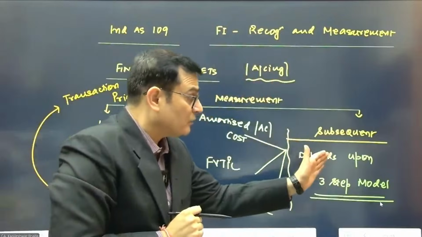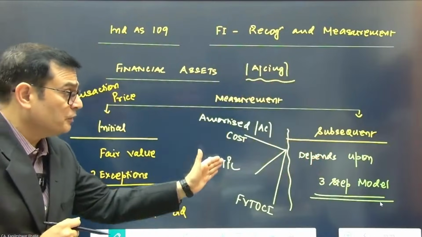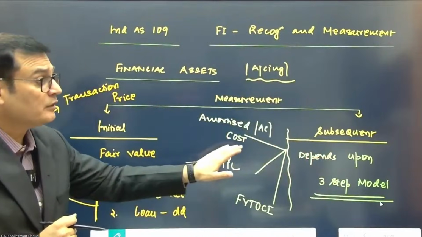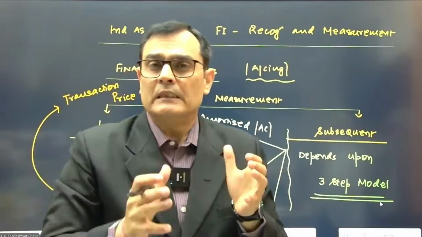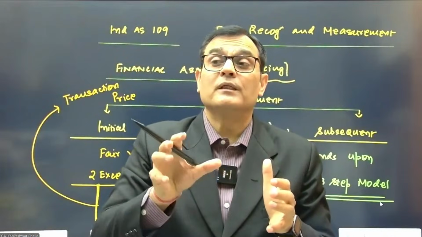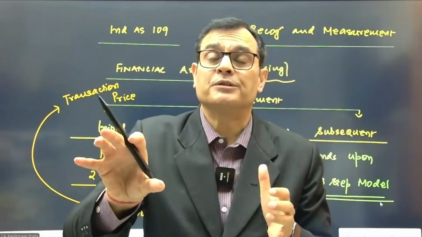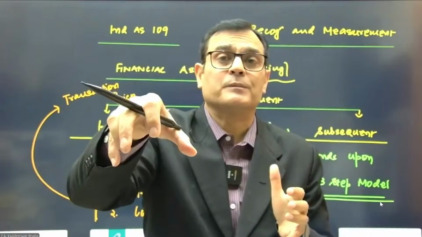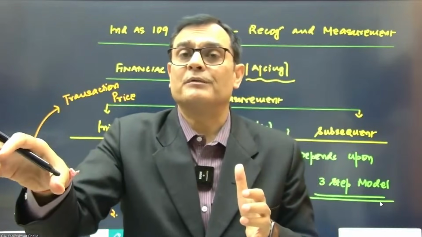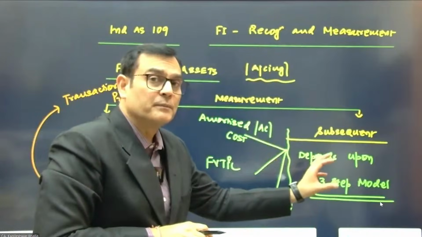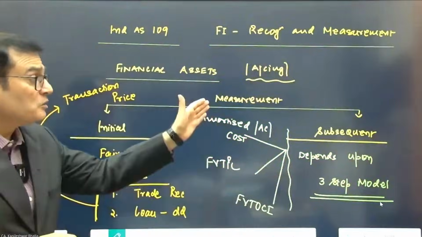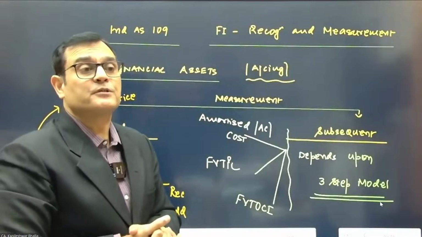Now, which particular measurement basis will be used in terms of financial asset? It all depends upon the parameters of the three-step model. The three-step model which I'm going to give you will decide, okay, if this is the combination, then this is the measurement base. If this is the combination, then this is the measurement base. So all the permutation combination depends upon the three-step model, which will decide how it is subsequently accounted.